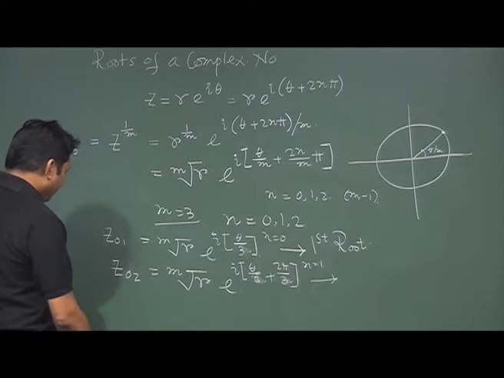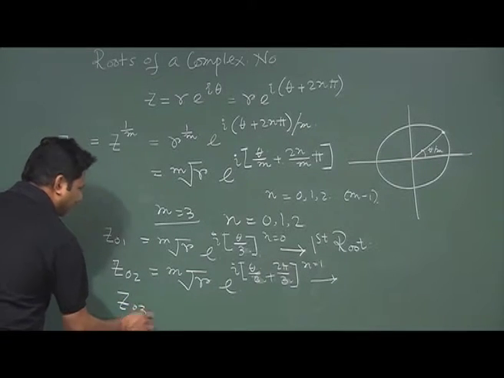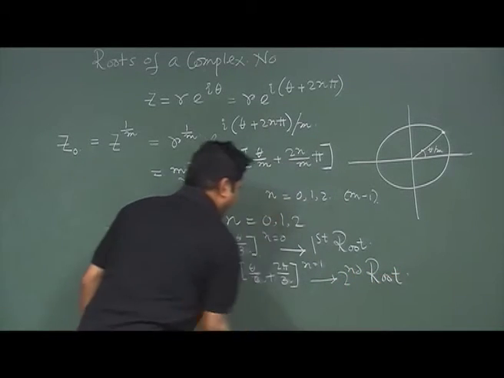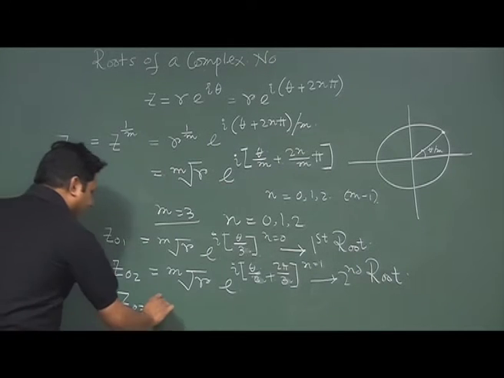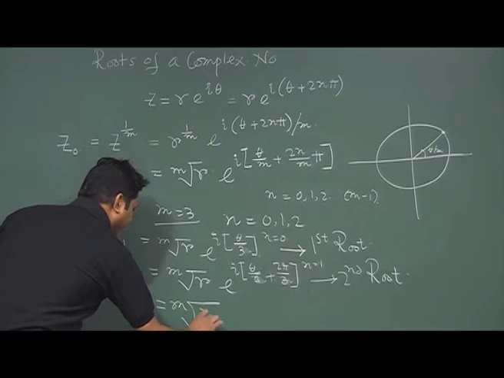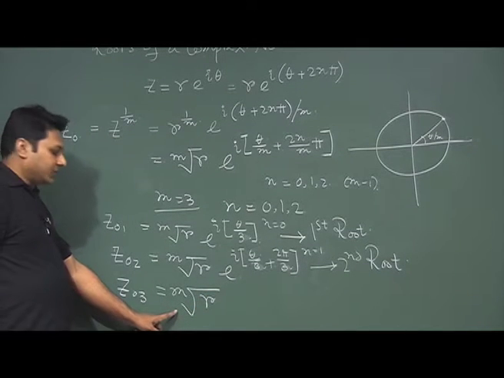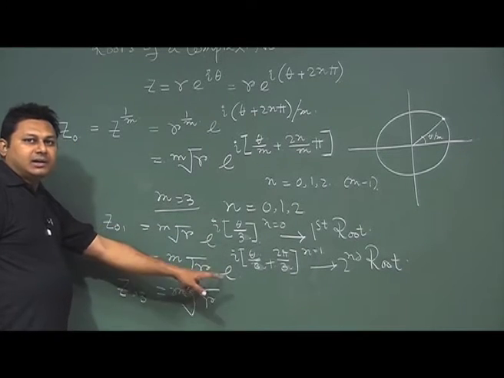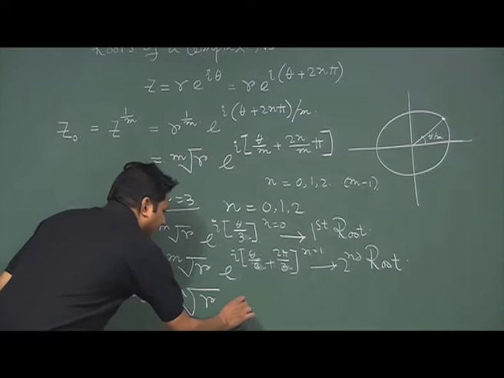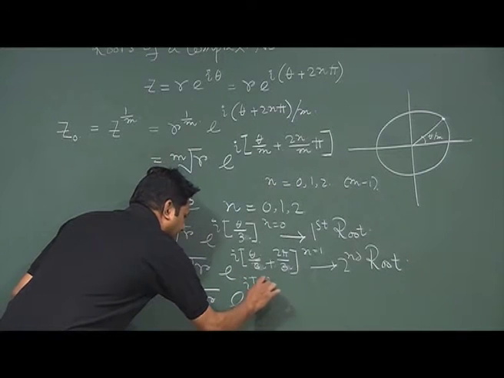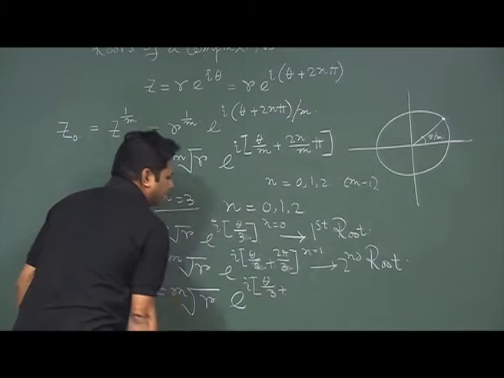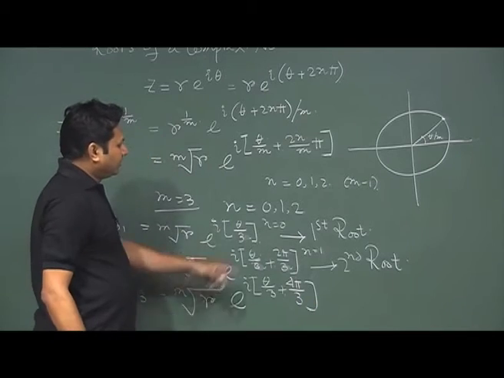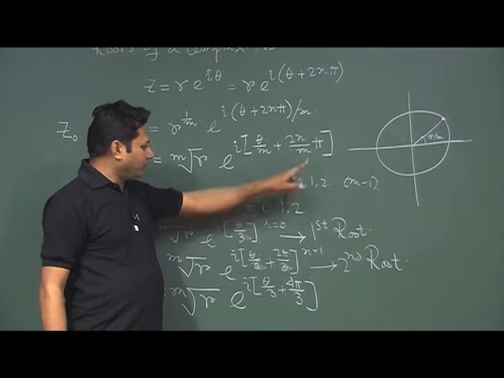Okay. So, now what will be my z03 third root? This is my second root. What will be my third root? My third root will be the mth root of r. This term is not going to change, it is a fixed term. What is changing is the phase part, which is important here: e to the power of i(theta/3 + 4 pi/3), because you put n equal to 2 here. So, it will be 4 pi divided by 3.